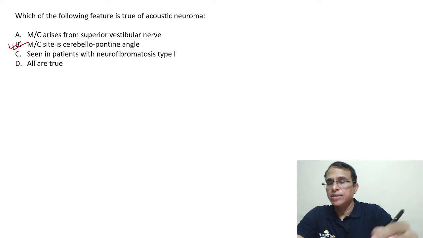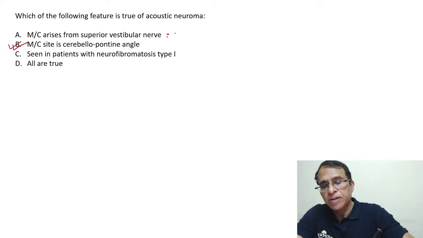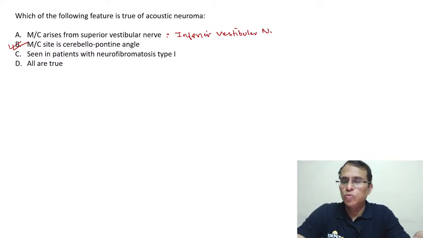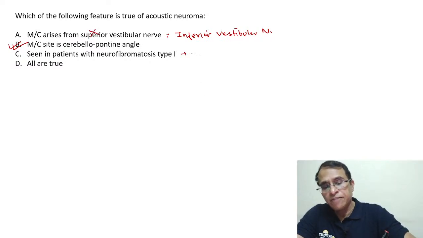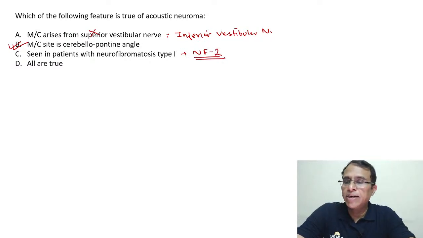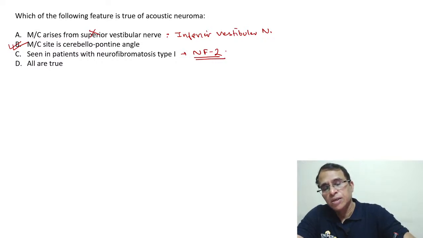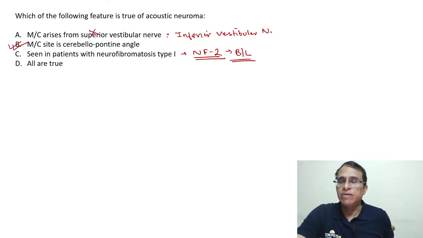Yes, you are right that it arises from the inferior vestibular nerve more commonly, not from the superior vestibular nerve. So option A is not true. And it is seen in NF2, not in NF1. You are right, Ganesh, in NF2 it is a bilateral tumor. You are again correct.